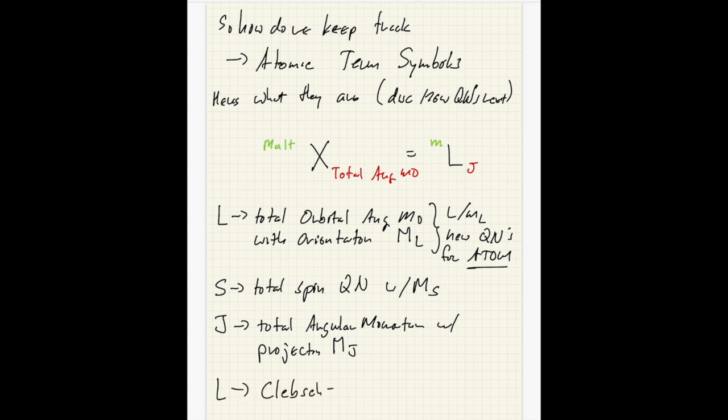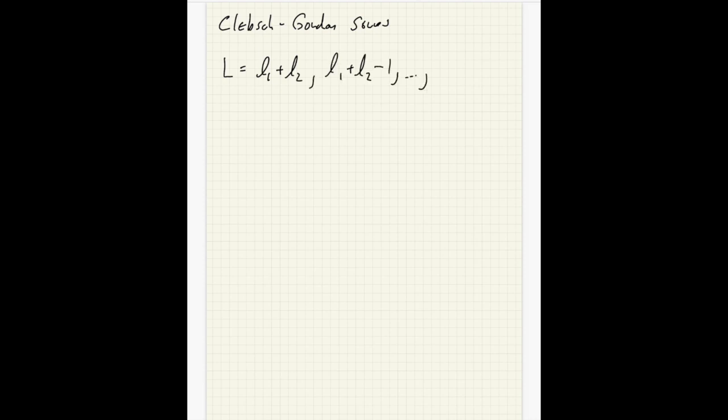So finally, L. Where do we get this? Well, we use the Clebsch-Gordan series. So let's look at where these come from. Okay, so the Clebsch-Gordan series, we'll use this a few times, and it's pretty straightforward. But remember, this is telling us all the possibilities. So L can be L1 plus L2, L1 plus L2 minus 1, so on and so forth, until we get to the absolute value of L1 minus L2.